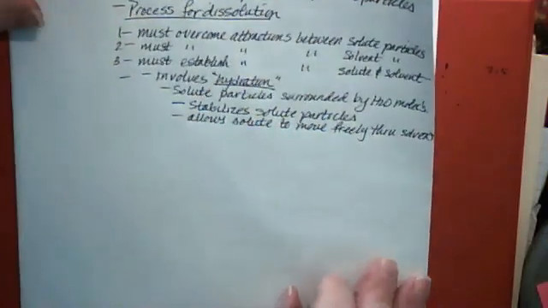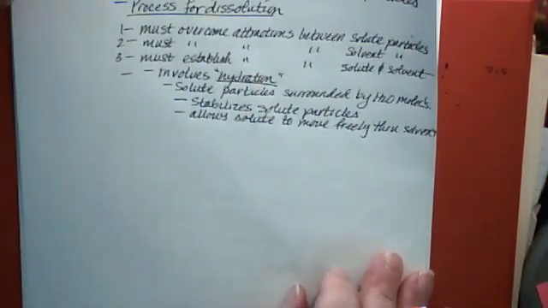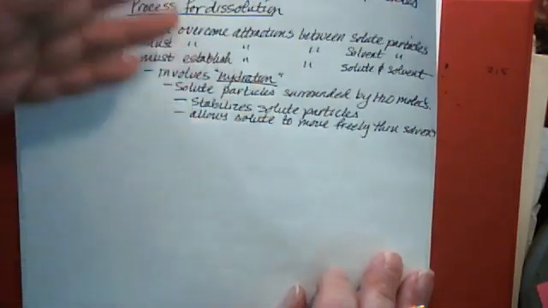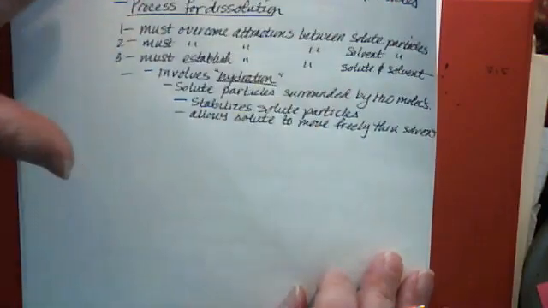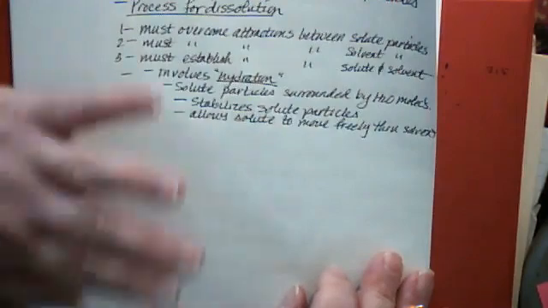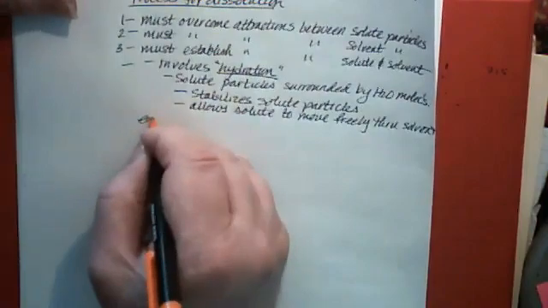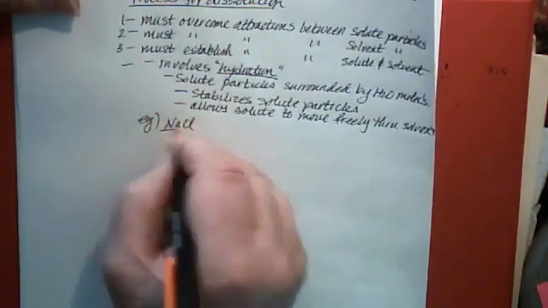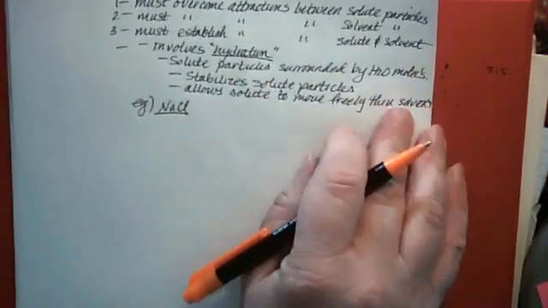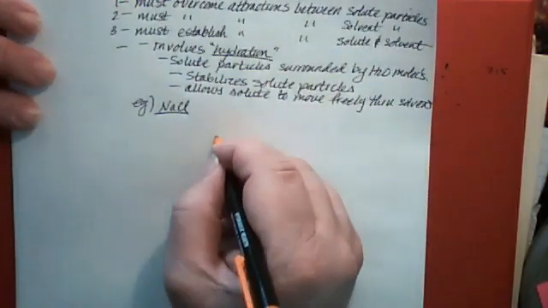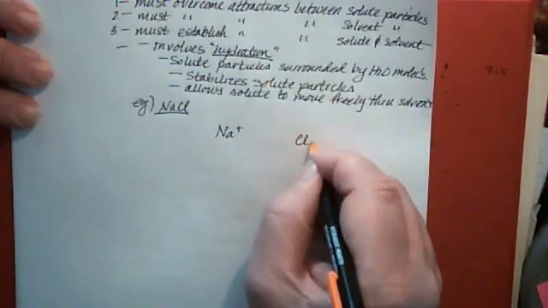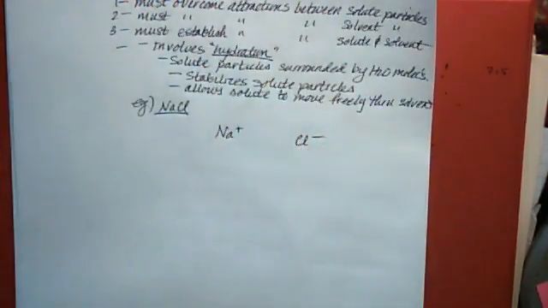And also it allows the solute to move freely throughout the solvent, because basically the solute particles are surrounded by solvent particles. So as they move through the solution, the other solvent particles just see the solvent particles that are surrounding the solute, and they don't even know the solute's there for the most part. So for example, when sodium chloride or other ionic compounds dissolve in water, they separate into ions. So sodium chloride becomes Na+ ions and Cl- ions.